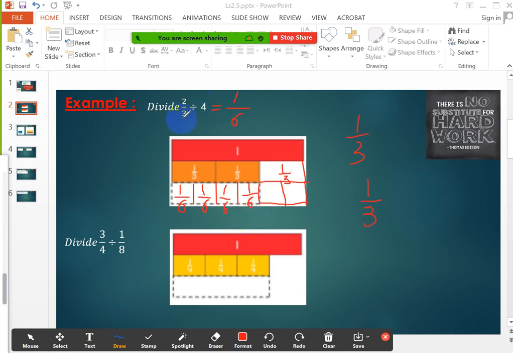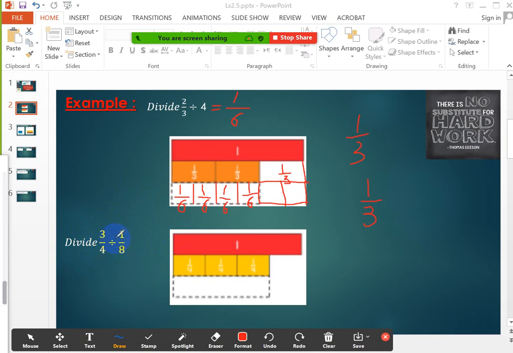So the answer for this division will be the amount in each part. That means 1 over 6. This is how I will find the division. Now, if I want to divide 3 over 4 by 1 over 8.